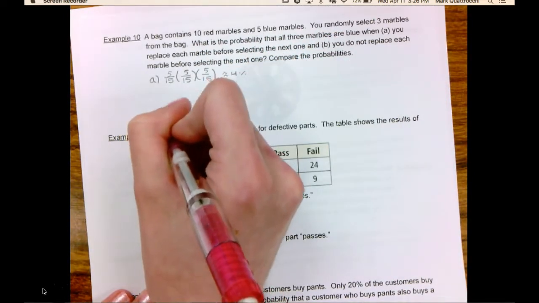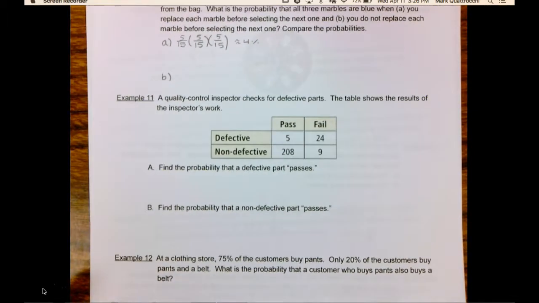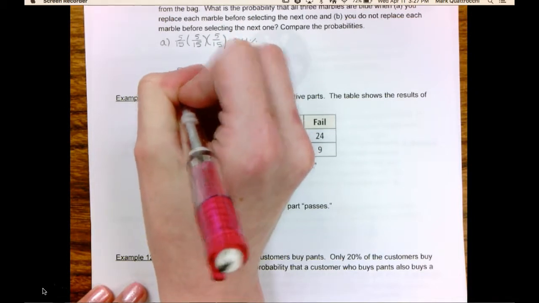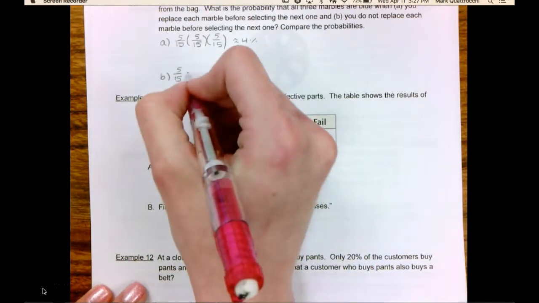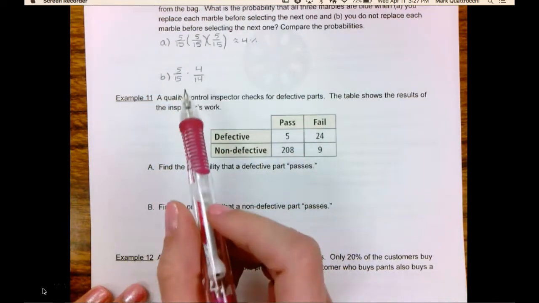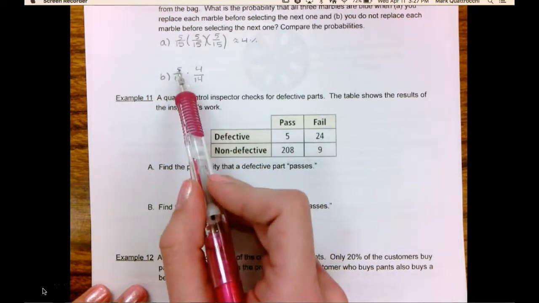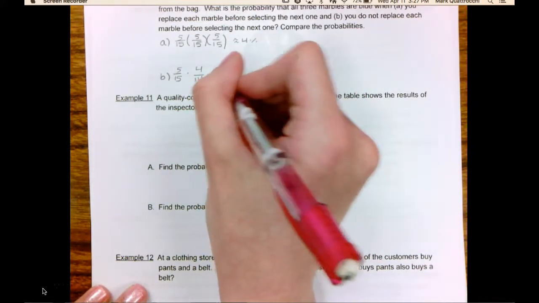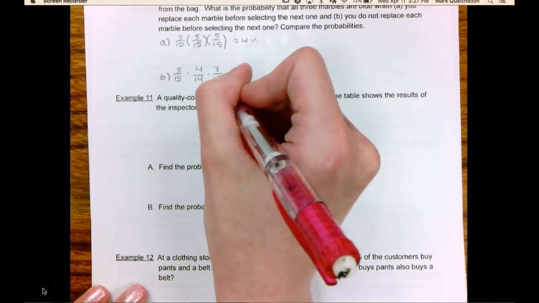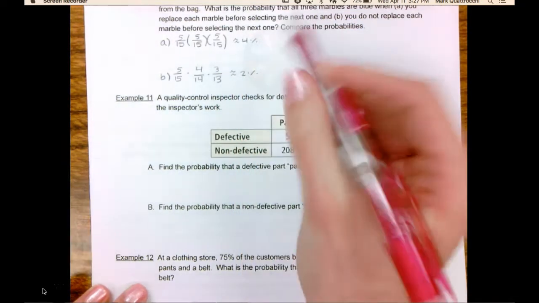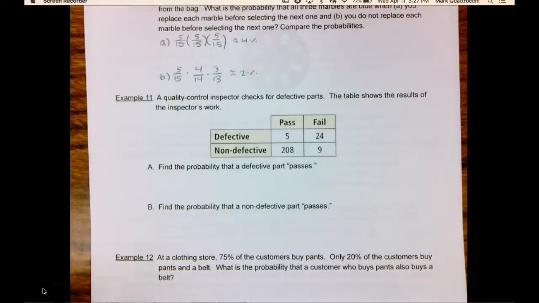For part B, when you do not replace the marble before selecting the next one, you have 5/15 of the marbles initially are blue times 4/14 of the marbles after the first pick are blue, because you lose 1 blue marble and then you lose 1 total marble. Similarly, for the third pick, you have 3/13 blue marbles, which is 2%. So the percentage halves.